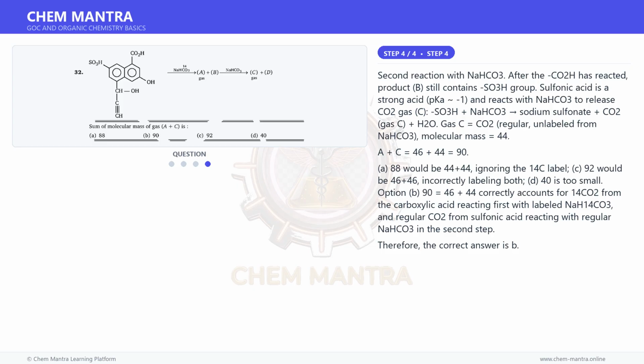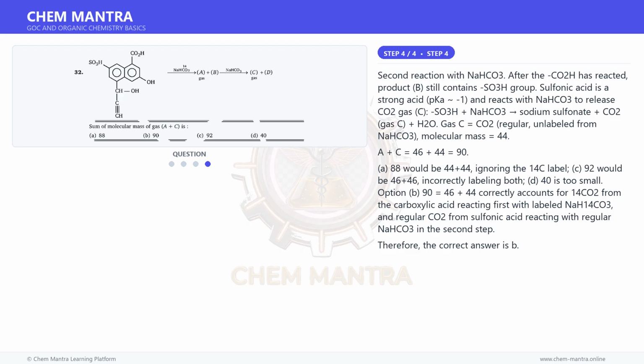Second reaction with NaHCO3. After the CO2H has reacted, product B still contains the SO3H group. Sulfonic acid is a strong acid, pKa -1, and reacts with NaHCO3 to release CO2 gas, C: SO3H plus NaHCO3 gives sodium sulfonate plus CO2, gas C, plus H2O. Gas C is regular, unlabeled CO2 from NaHCO3, molecular mass 44. A plus C is 46 plus 44, which equals 90.